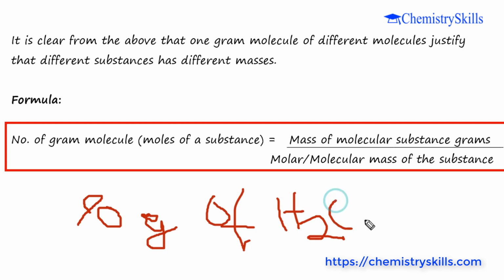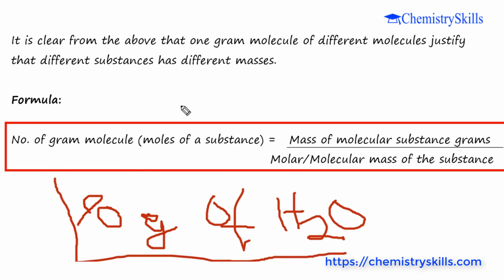H2O. How many moles will be there in 90 grams of water? How many moles or gram molecules? So we will use this formula. What is the mass of the molecular substance in grams? 90. So we will put 90 above, divided by the molar or molecular mass of the substance.